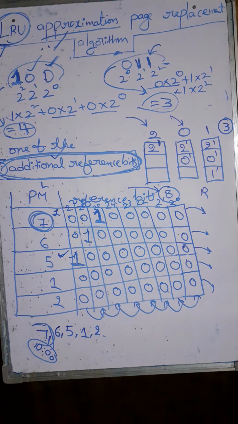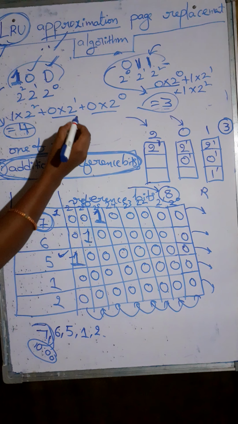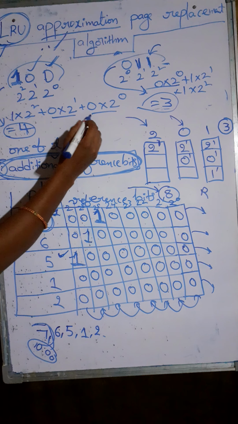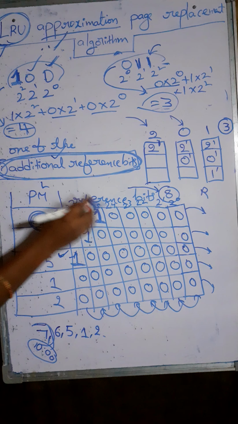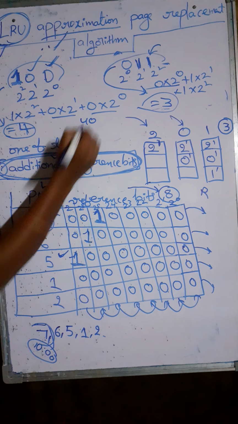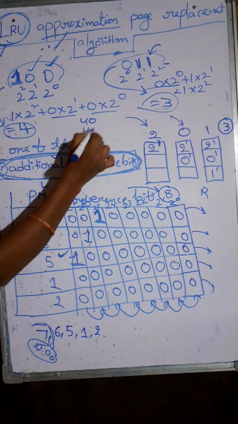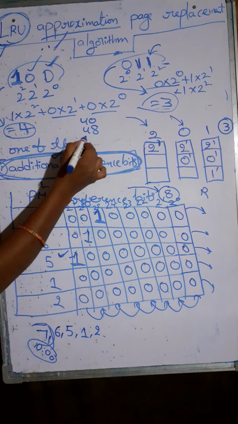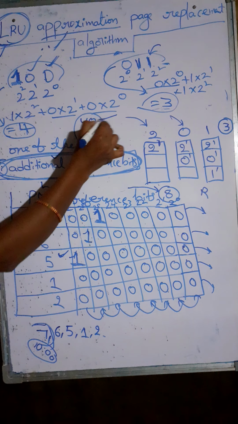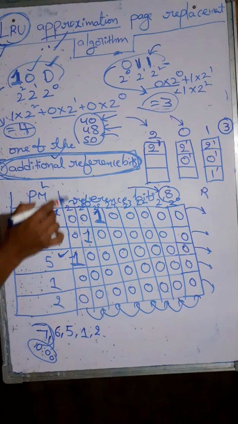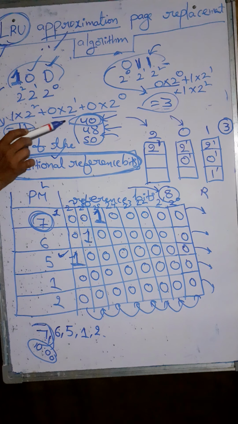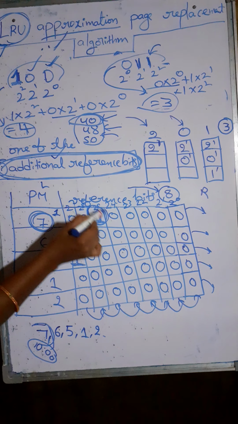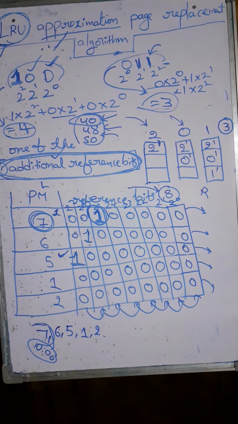That means first we should calculate the decimal value, and we have to choose the smallest decimal value. For example, let us assume that for 7 I got 40 as the result, for 6 I got 48 as the result, and for 5 I got 50 as the result. Okay, these are the decimal values, right? Among these values I have to choose the smallest decimal value. So the smallest decimal value is 40. 40 is related to 7. So I have to choose 7 as the victim frame.